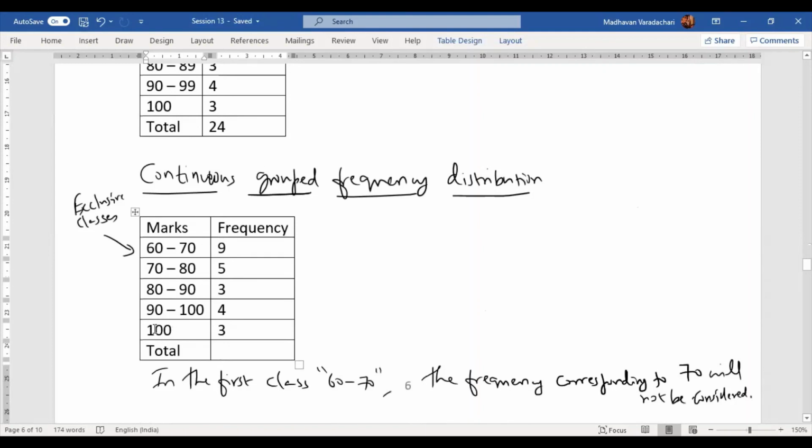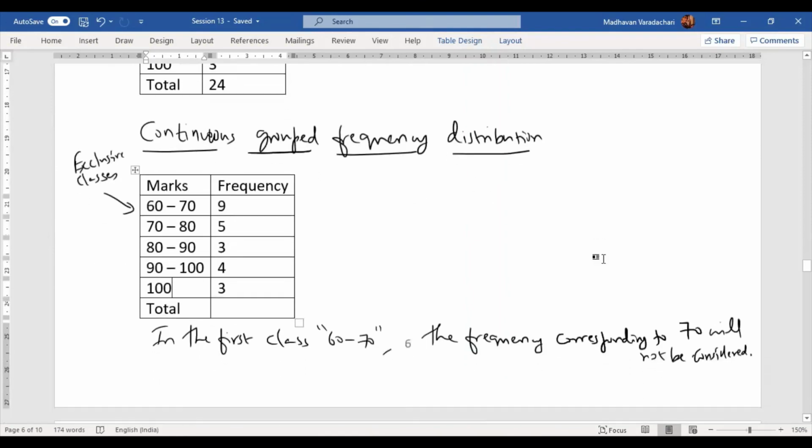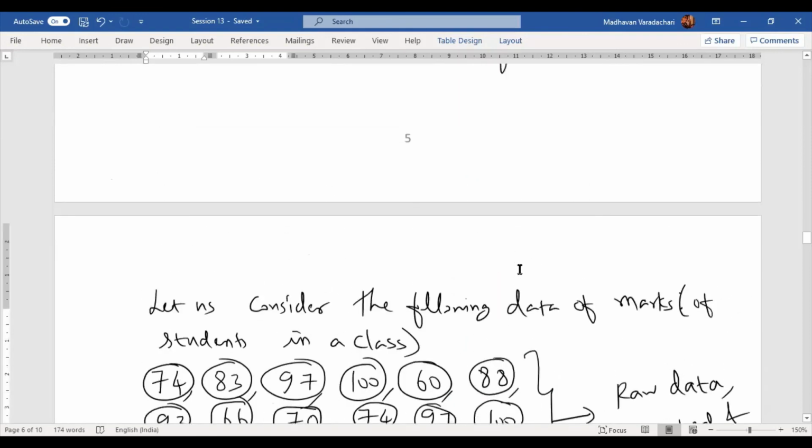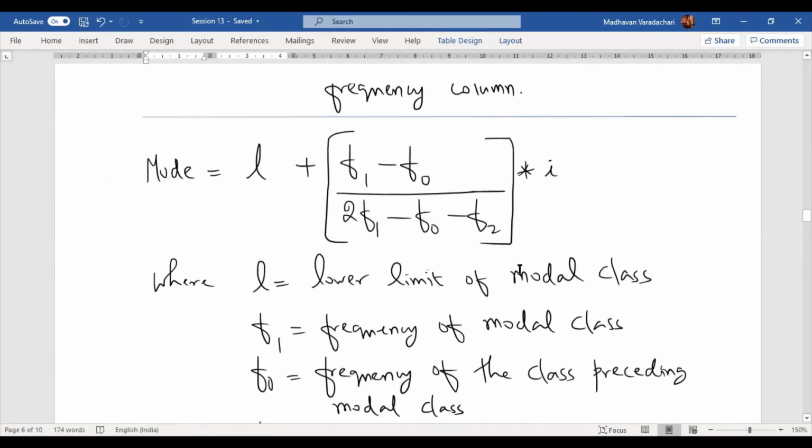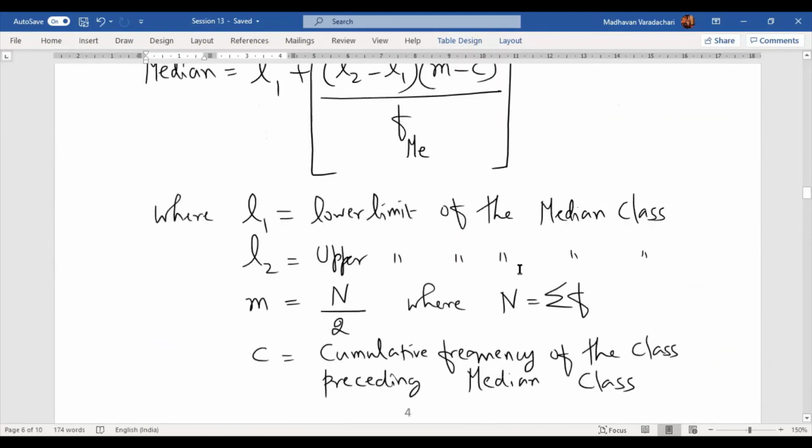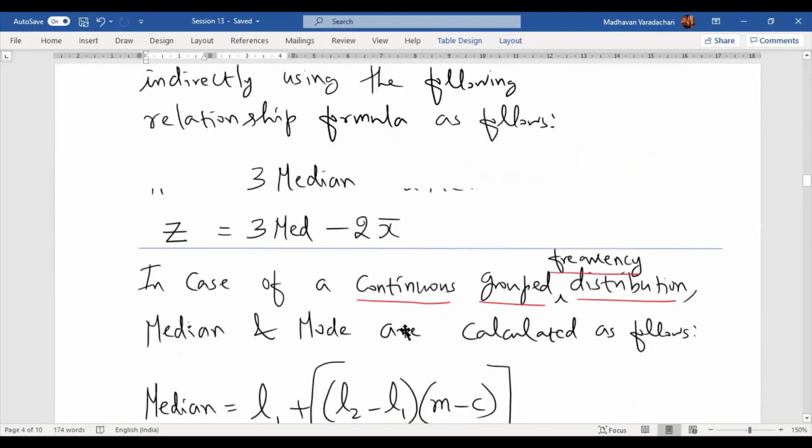You may ignore the last one, I mean 100, because it is not a group, whereas definitely all the others are groups. So this is the meaning of the continuous grouped frequency distribution that we wrote in the beginning of this median and mode topic. We took data of our own and created these things to understand the differences.